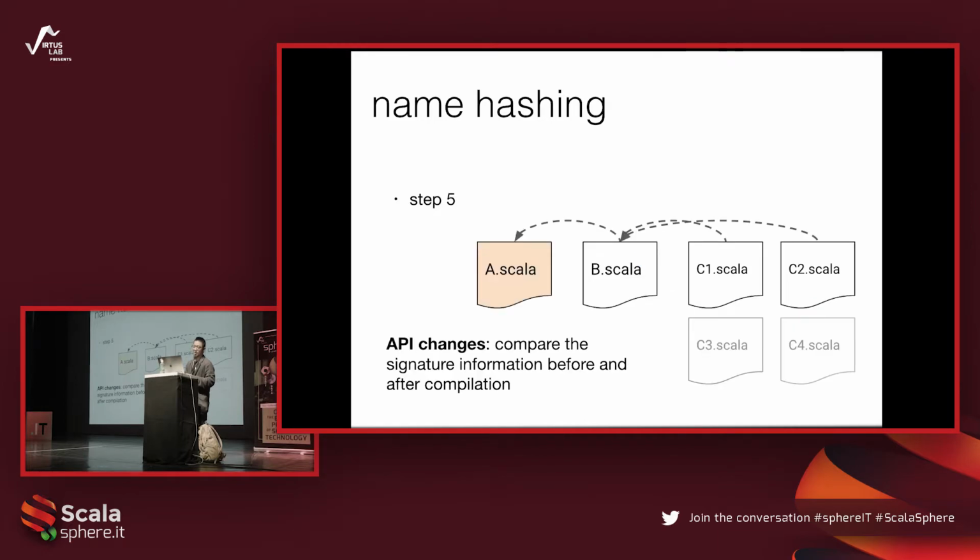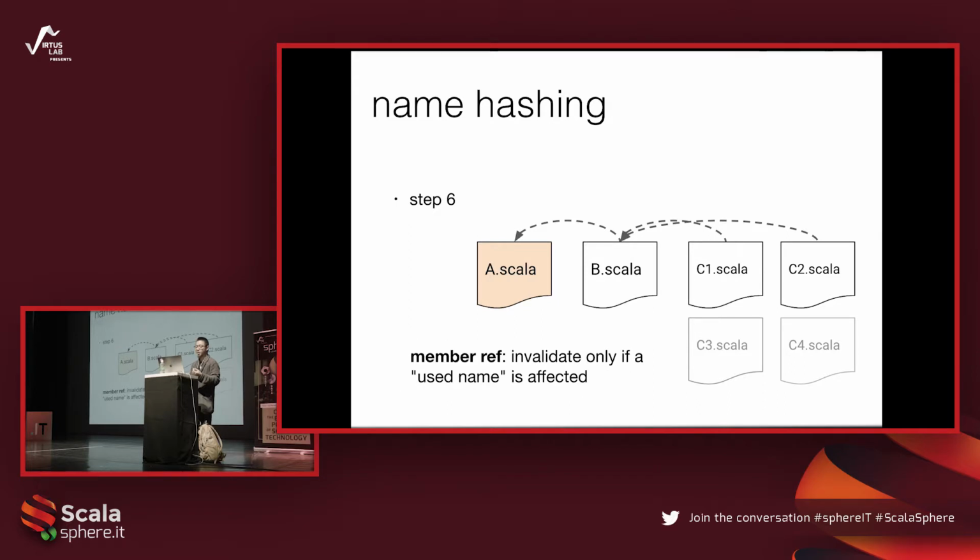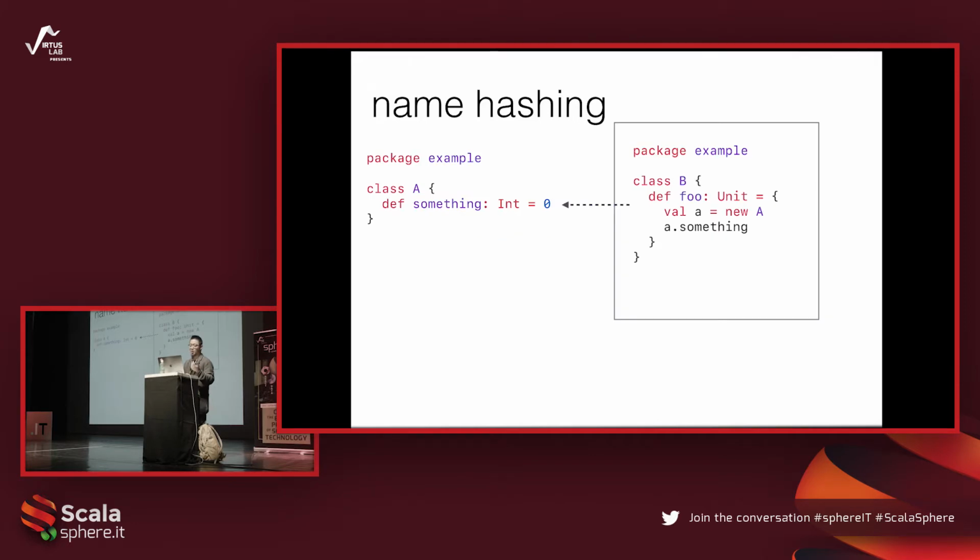What's interesting is that when we do the initial invalidation, you can compare the API, the list of signatures from the previous one, and track exactly what method was changed, what was removed, or what was added. Then we can invalidate only if the used name is affected. What does used name mean? In here, where we looked at a dot something, the used name looks like this.